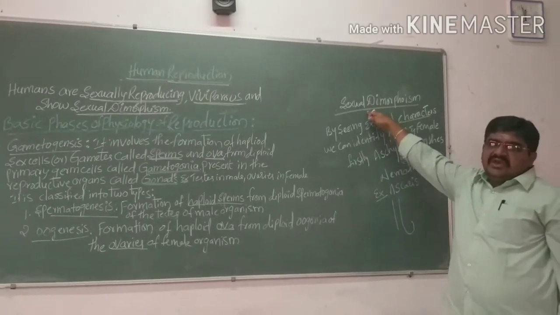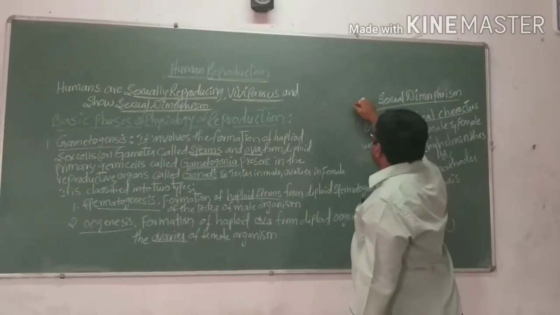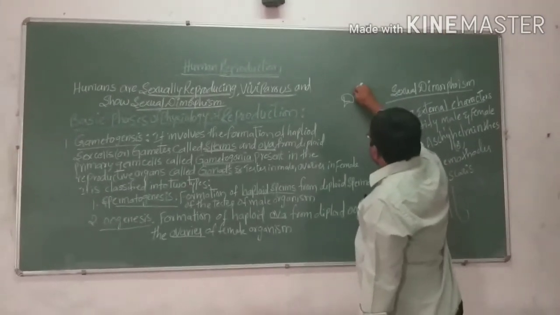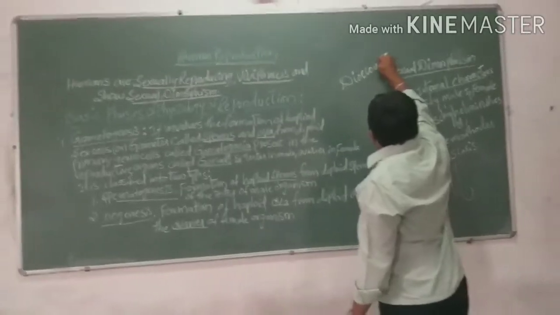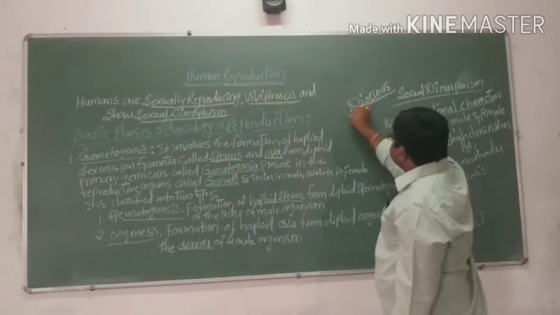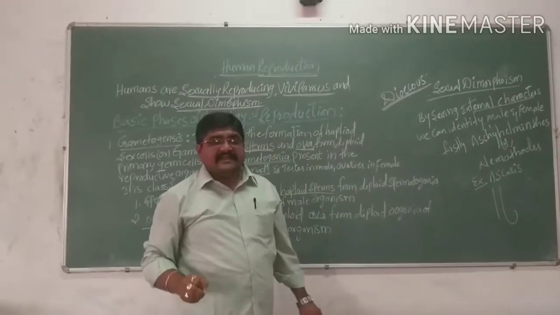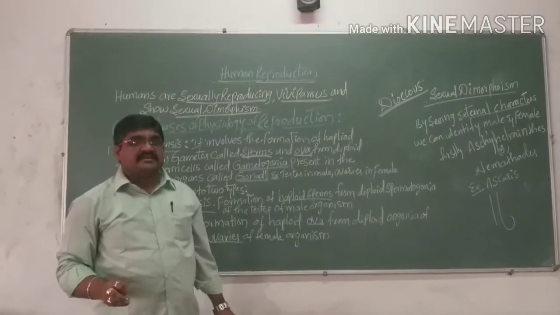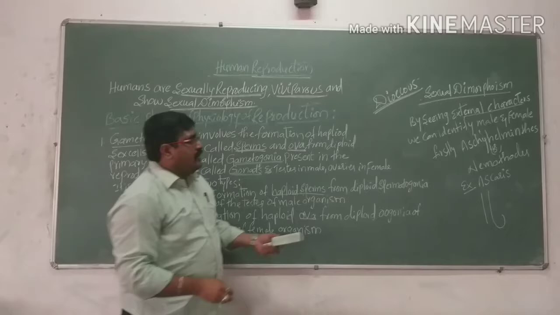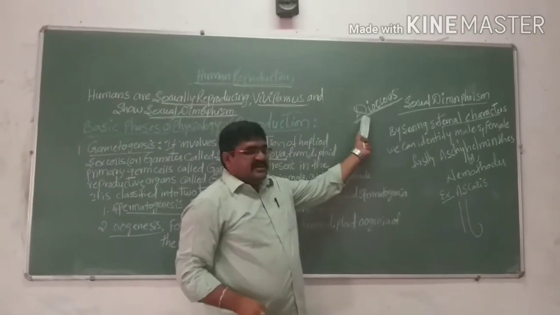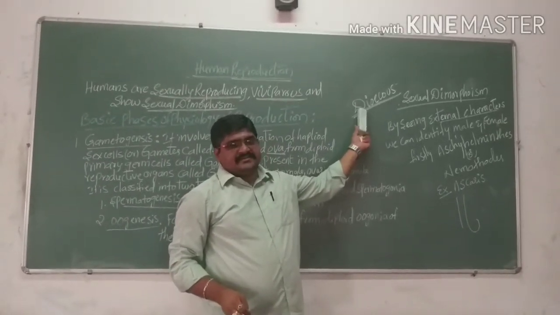And also, humans show that they are dioecious organisms, that is, male and female are separate, and the gametes are presented separately, so we call this dioecious organisms.